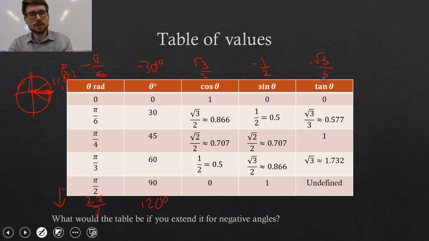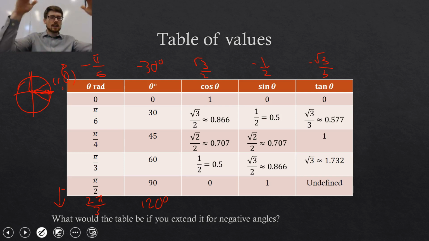Okay, so I'll let you go back and try to extend this table for negative values and continuing past the first quadrant. This is only the first quadrant, and how would this look if you try to extend this table as an exercise for yourself?